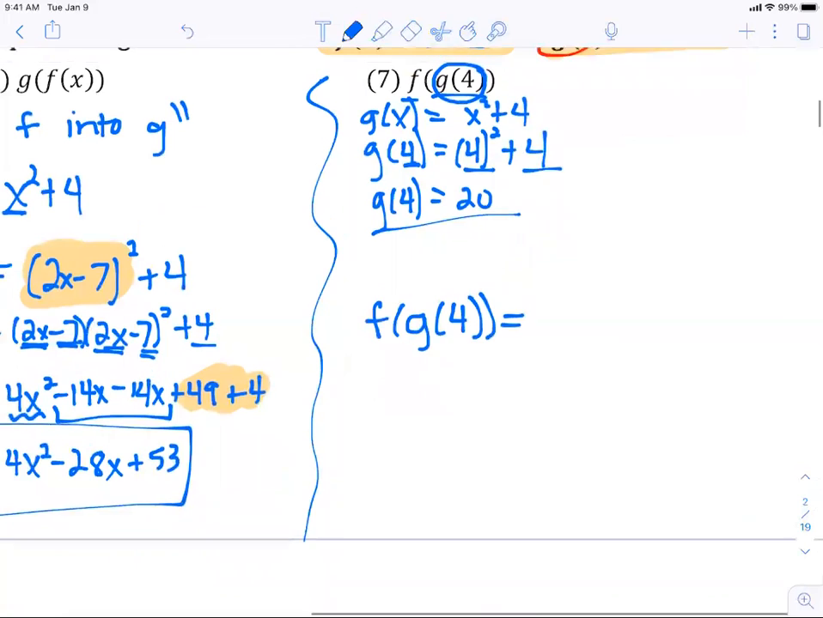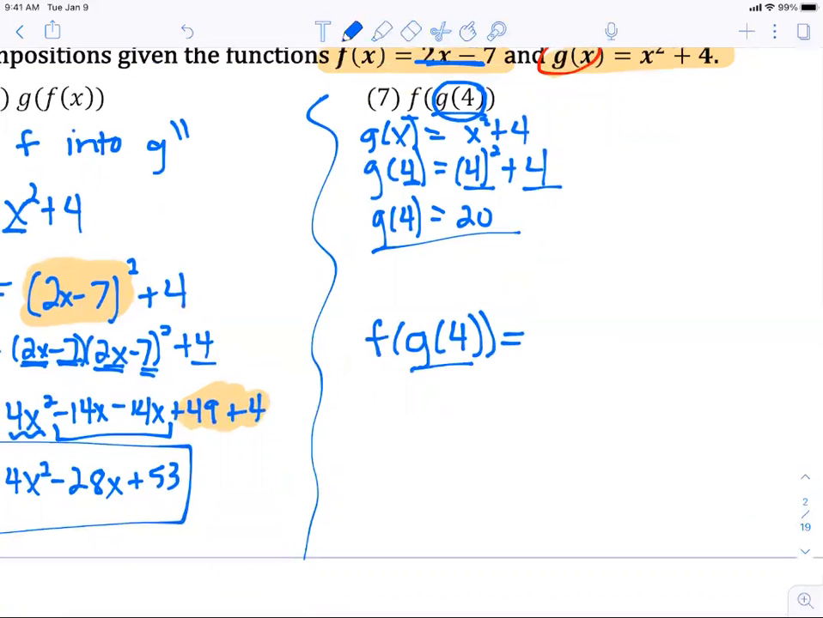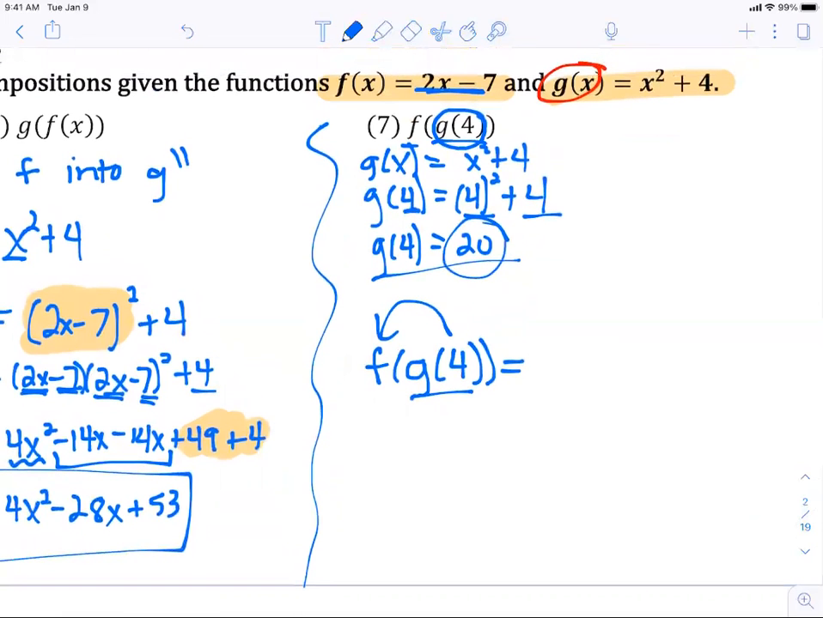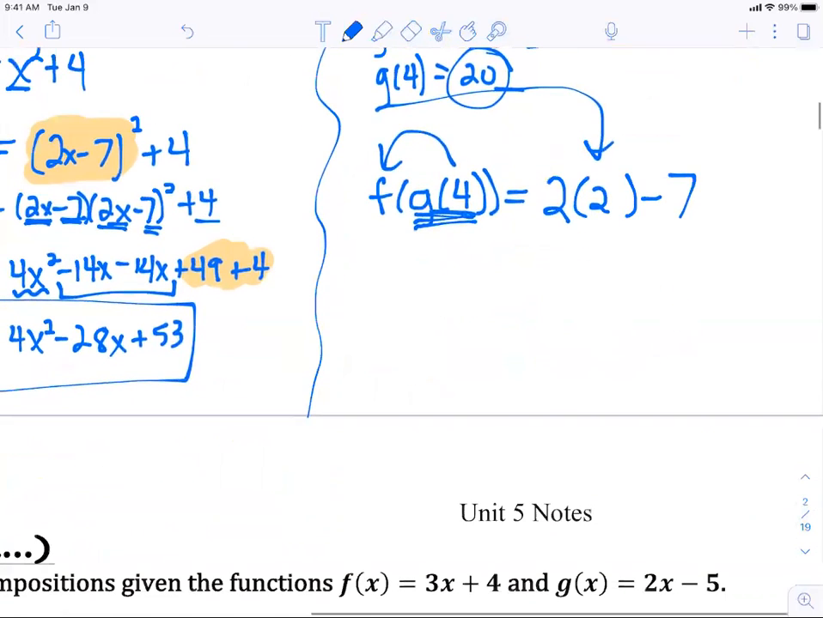That just means we're technically plugging in whatever g of 4 is, which we found to be 20, into any variable showing up in the f function. So if my f function is 2x minus 7, anywhere there's an x, I'm going to take whatever g of 4 is, so 20, and that's going to get plugged in. And then as always, we simplify.